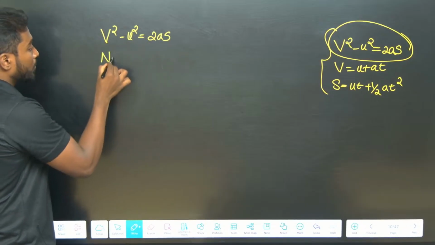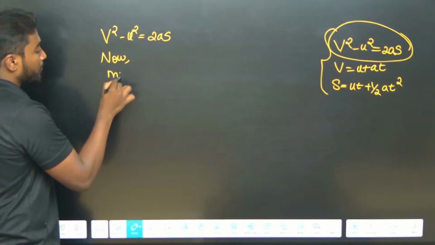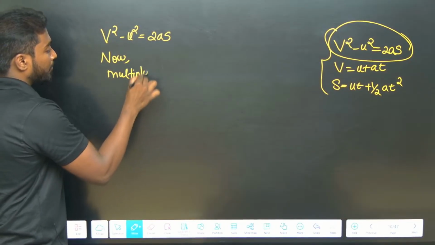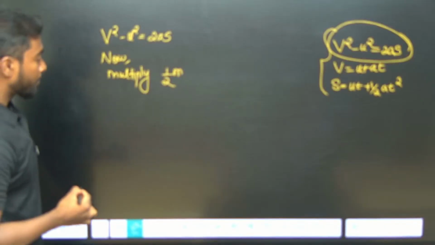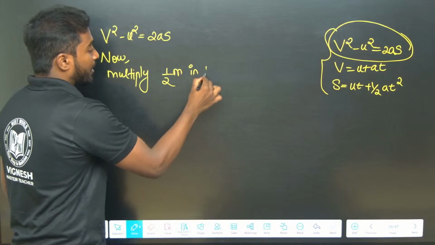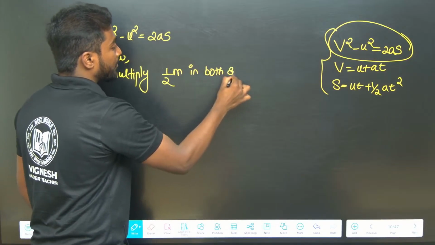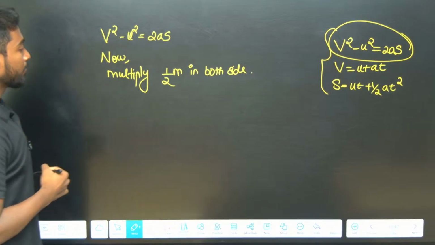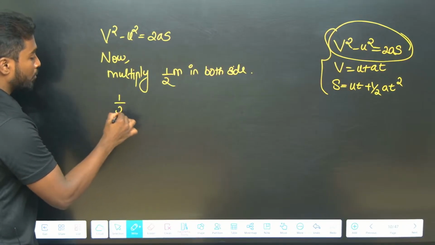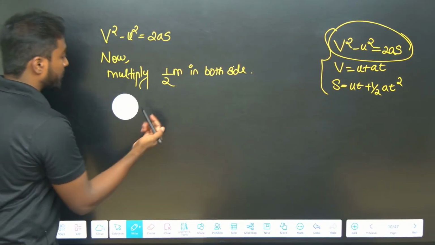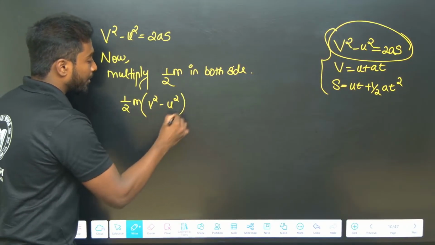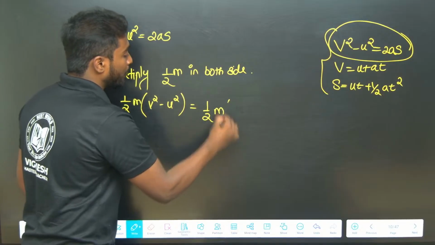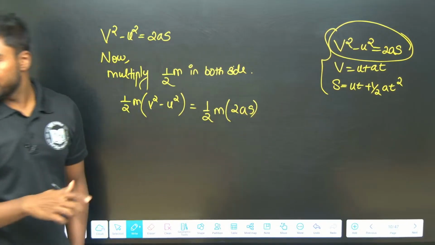Now multiply 1 by 2m on both sides. What will I get? 1 by 2 m v square, right? Or else I will consider 1 by 2 m of (v square minus u square) equals 1 by 2 m of 2as, right? This is the thing we need.